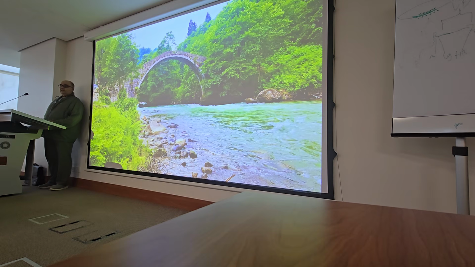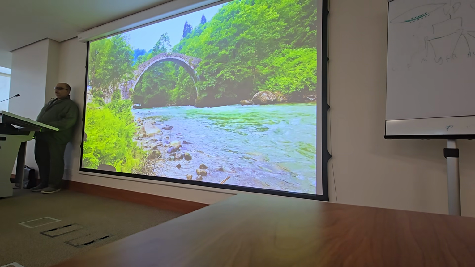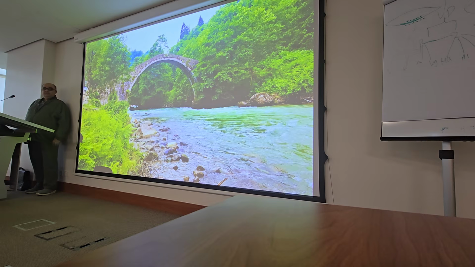And why am I bringing this bridge here? What does it have to do with the foot? The arch. The arch, thank you. And if you look at this bridge, it is not made with any concrete. It is just made of stones. They plug stones together and they create this arch.